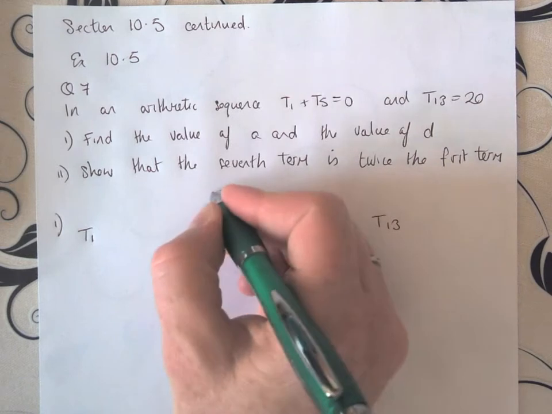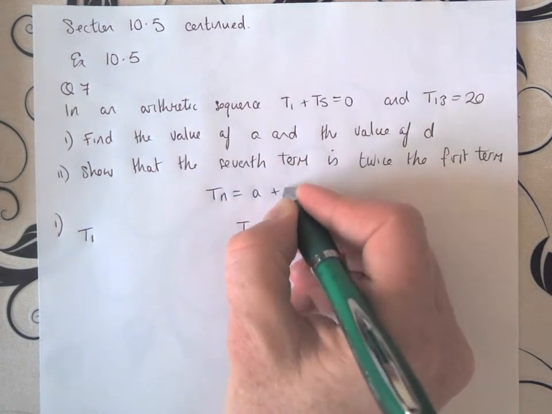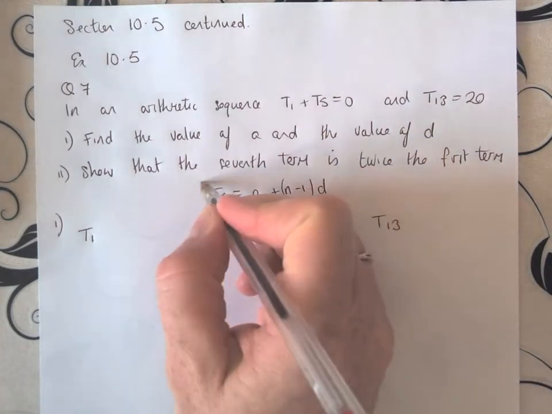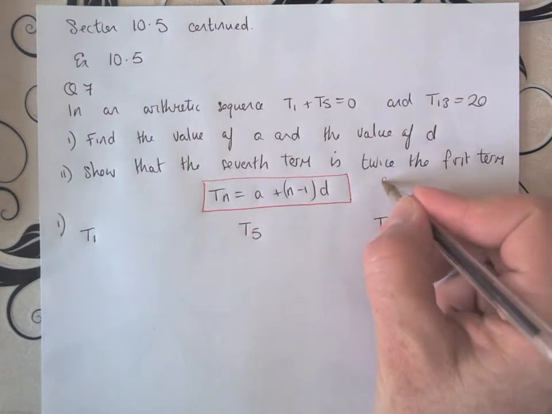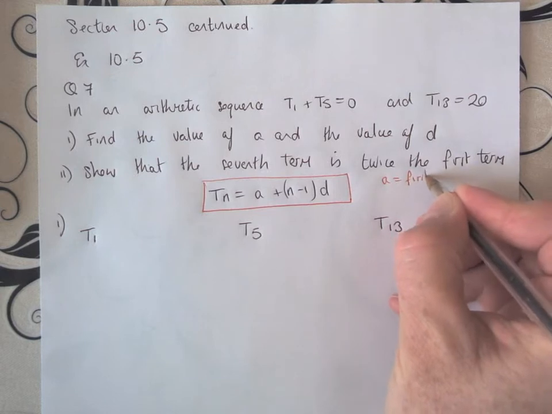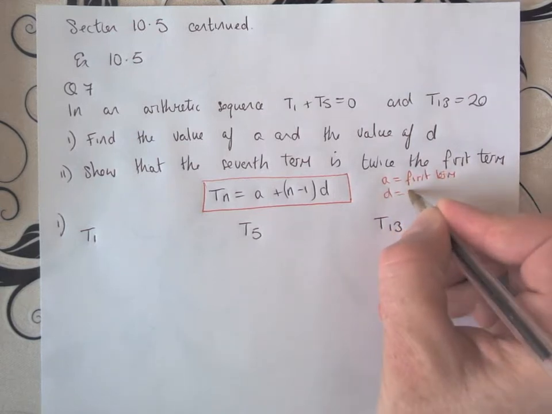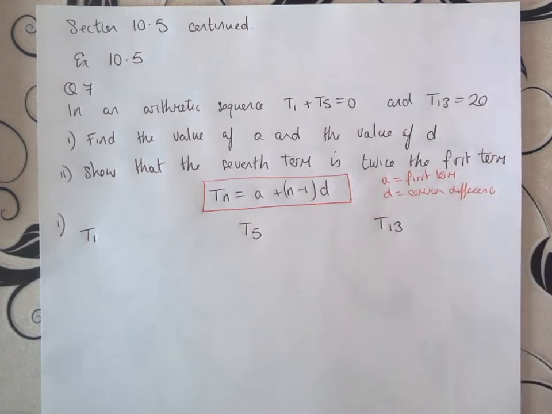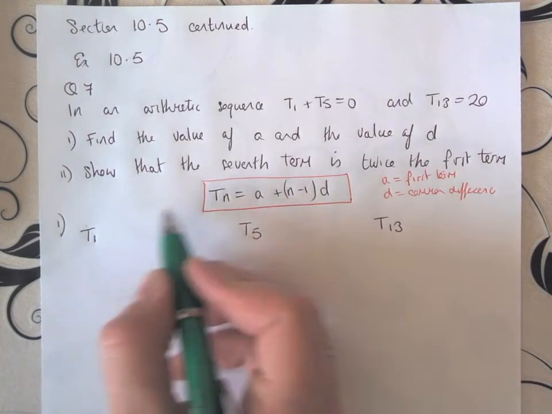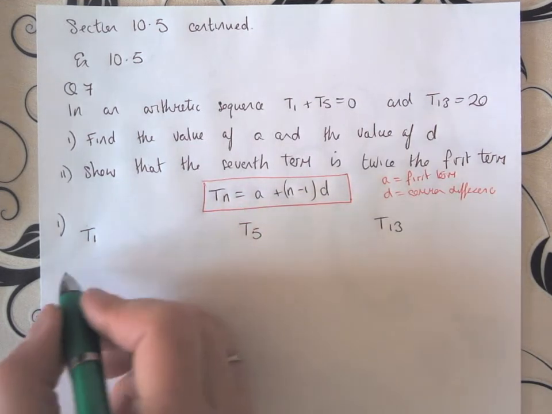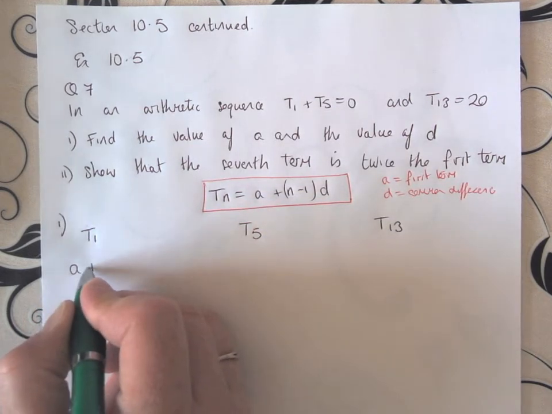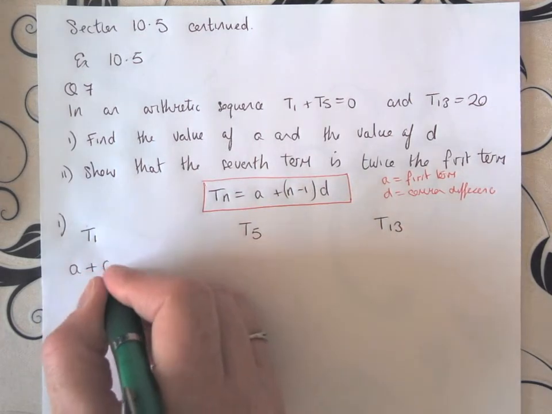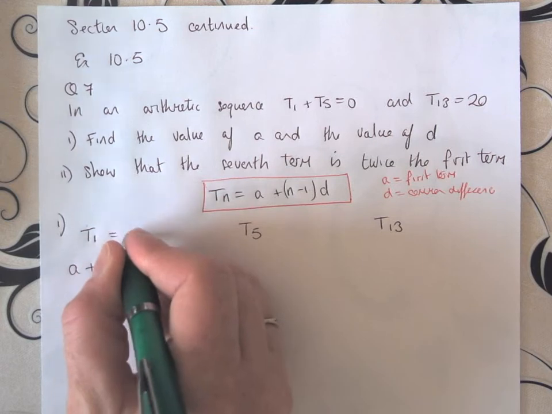So t1. So again, we're starting with our arithmetic sequence formula. A is the first term and d is the common difference. Okay. So if n is 1, t1, so instead of n we're putting in 1, we have a plus 1 minus 1 is 0 and 0d is just 0. So t1 is equal to a.